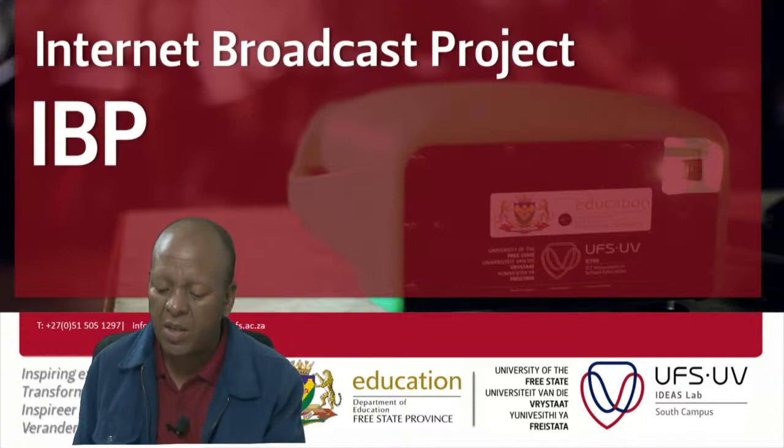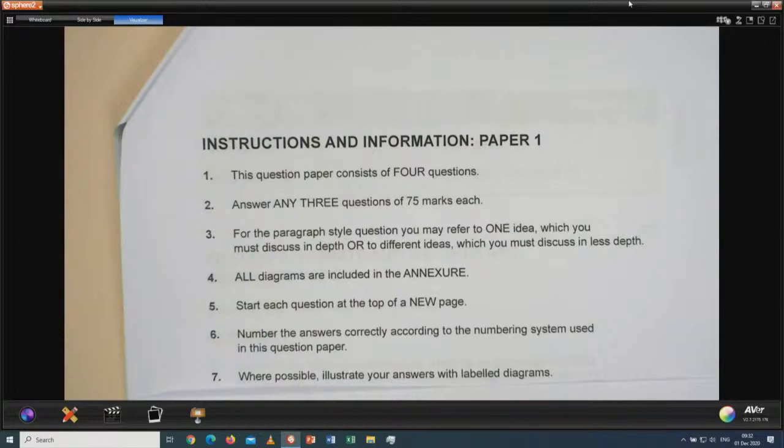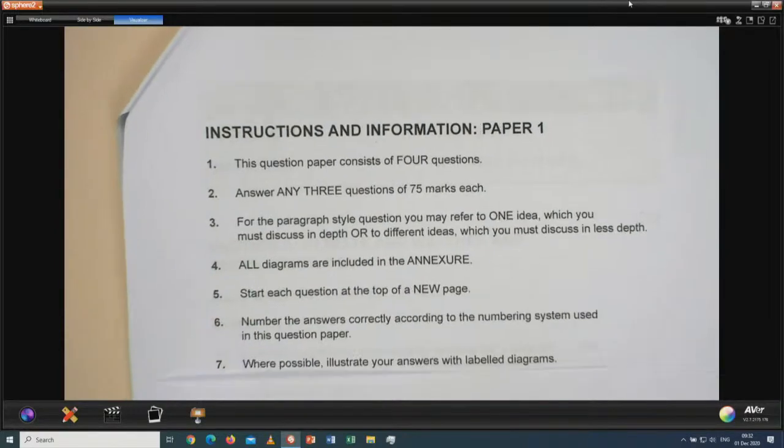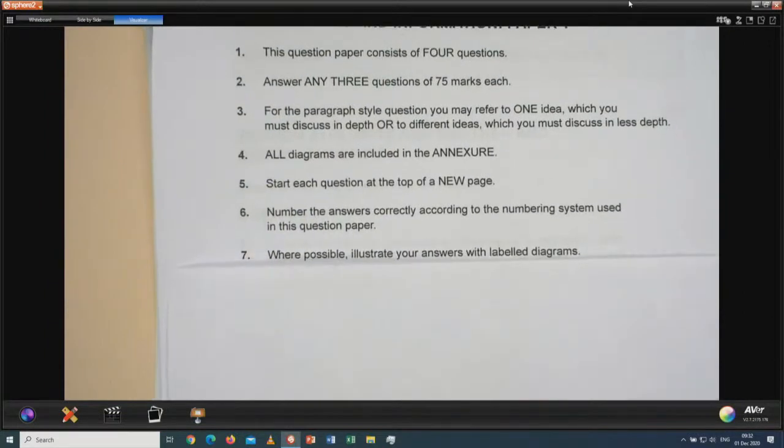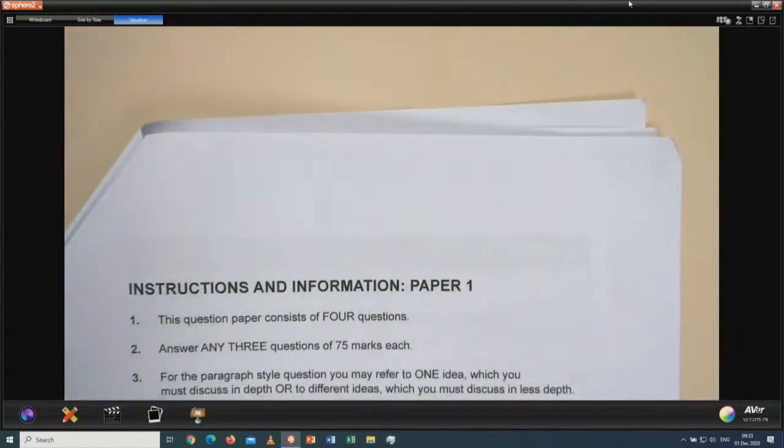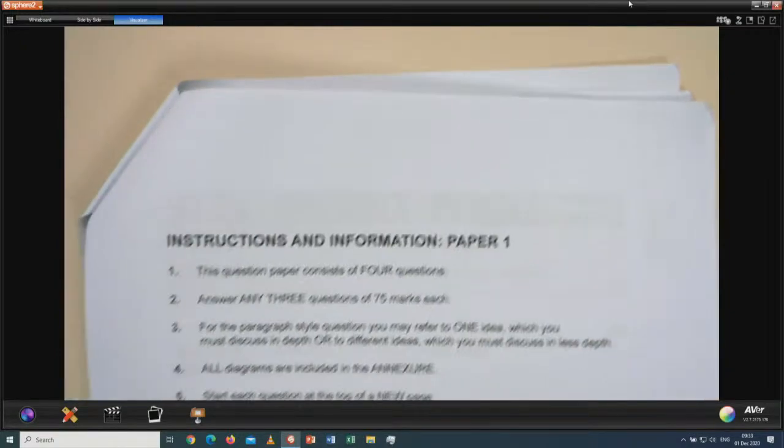It is important, where possible, to illustrate your answers with labelled diagrams. That will enhance the value of your answer. Number 8, please, people, write clearly and legibly. Don't make it difficult for the markers to mark you. Right, these are the instructions and information that you will find in each and every question paper.